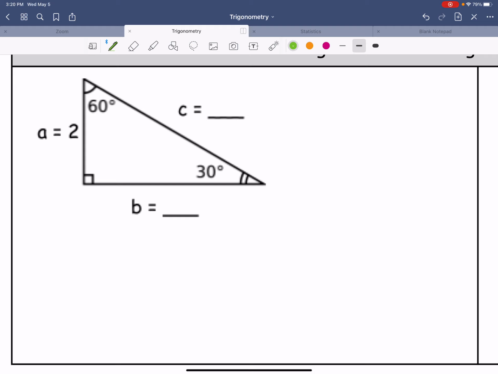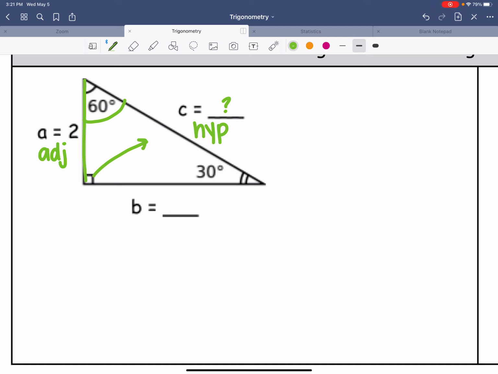So what we could do first is we could say, based on this 60-degree angle, I have the adjacent side, and let's say we want to know the hypotenuse, because that's directly across from the 90-degree angle. If we wanted to know the hypotenuse, we could use SOHCAHTOA and find that length.